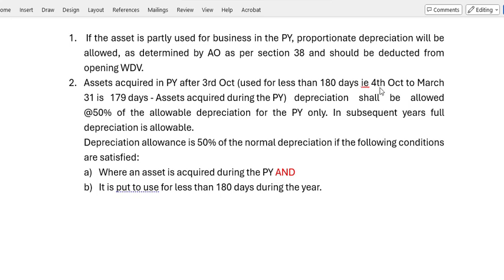Now, 180 days means, from before 4th October. Before 4th October, it is 180 days because it is 365 days. It is not a leap year. If it is a leap year, 366 days are there. 2025 is not a leap year, therefore we can consider 365 days only. Then, if you acquired the asset from 4th October onwards, from 4th October to 31st March, it is 179 days. From 1st April to 3rd October, it will be 180 days.